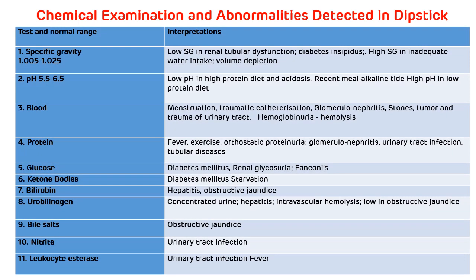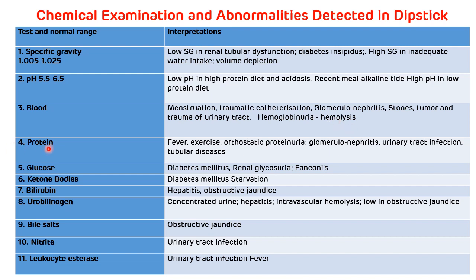Now we will see chemical examination and abnormalities detected in dipstick. So this is the table showing the chemical examination and various abnormalities which you can detect with the help of dipstick. So first one is the blood. You can check the presence of blood in urine with the help of the benzidine test, and blood is seen in urine in menstruation, traumatic catheterization, glomerulonephritis, renal stones, tumor and trauma of the urinary tract, and excretion of hemoglobin in urine is seen in hemolysis.